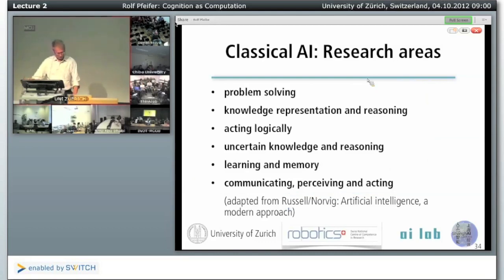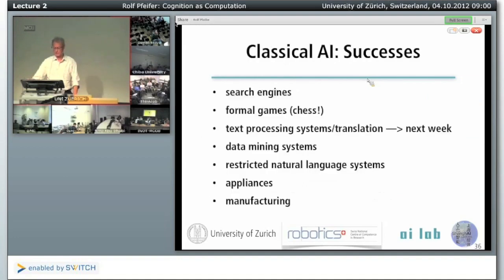Now, let's look at some of the successes and failures of this approach. The successes: if you use Google, then you will be using, maybe without being aware of it, a lot of algorithms that have their origin in this kind of thinking, like algorithms on machine learning, heuristic search, pattern matching, and so on and so forth. Formal games, chess, extremely successful. Today's chess programs win against everybody on the planet. Text processing systems, to some extent machine translation.